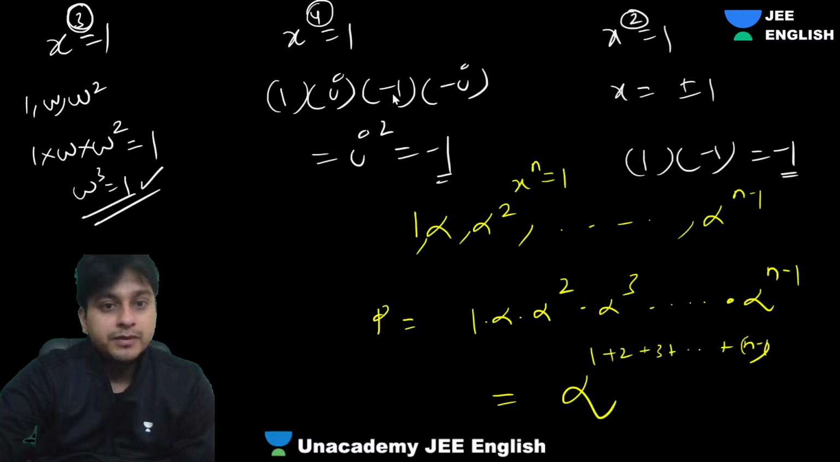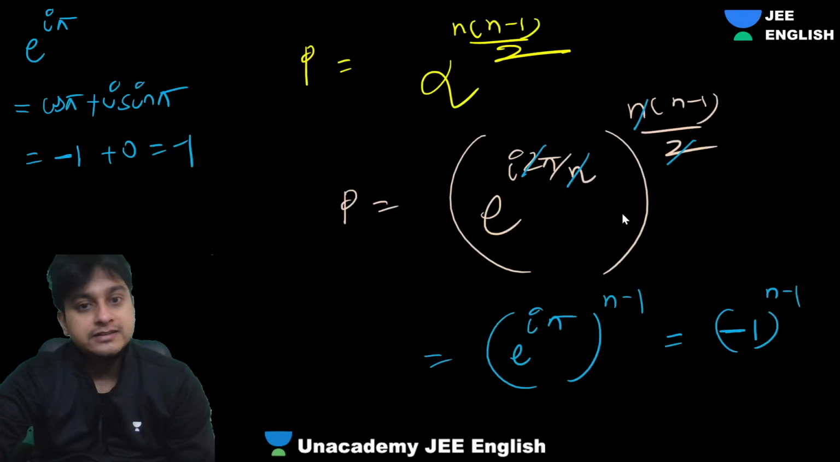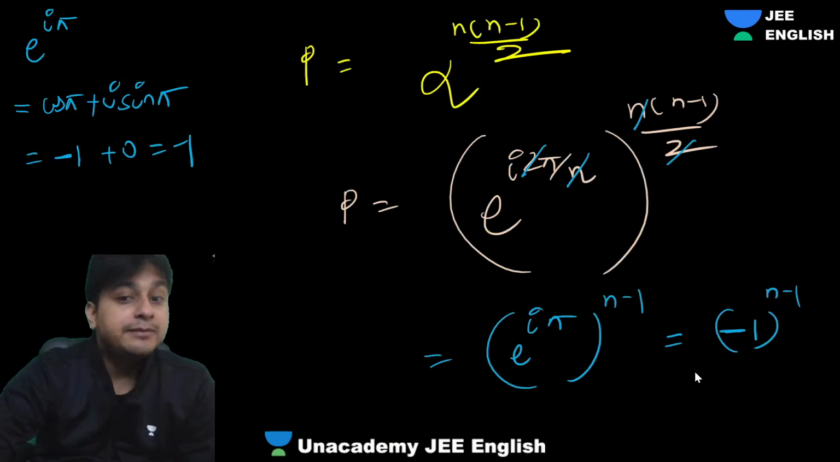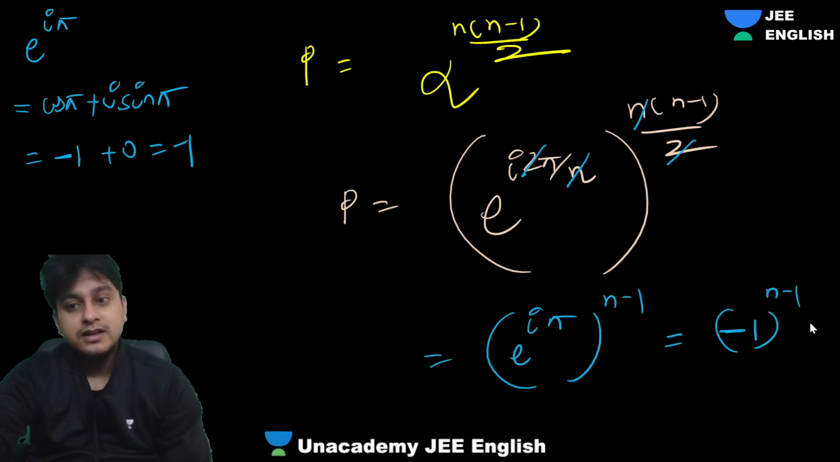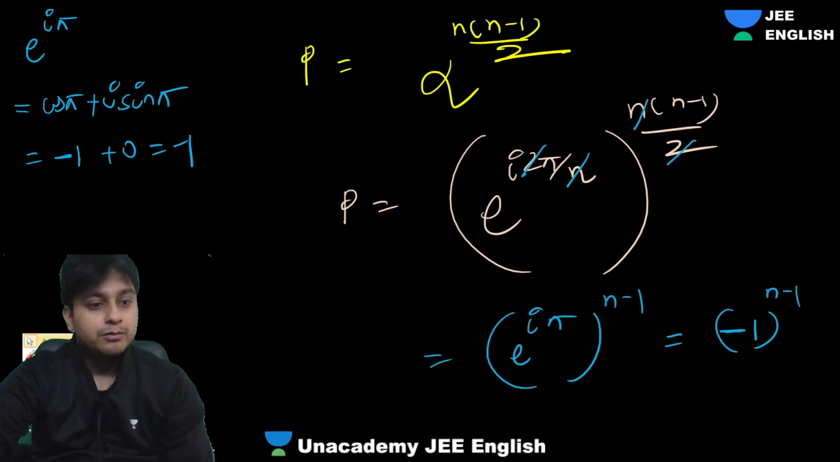Now if you talk about the product, what happens is the power is coming as this. So we get e power i pi. So that is why it is coming like this. Understood, Sakshi? Now your doubt is clear. n minus 1 is coming. That's why if you put here, put n equal to 3.